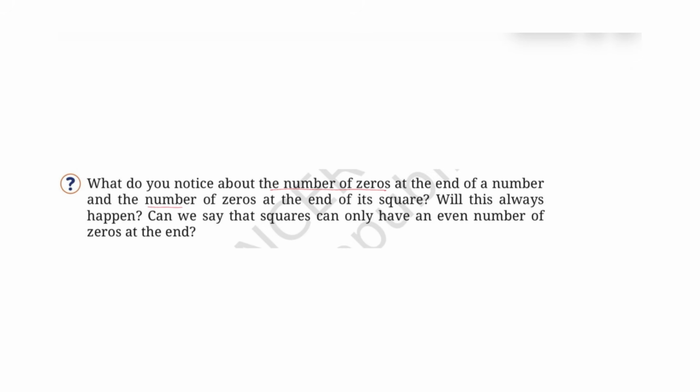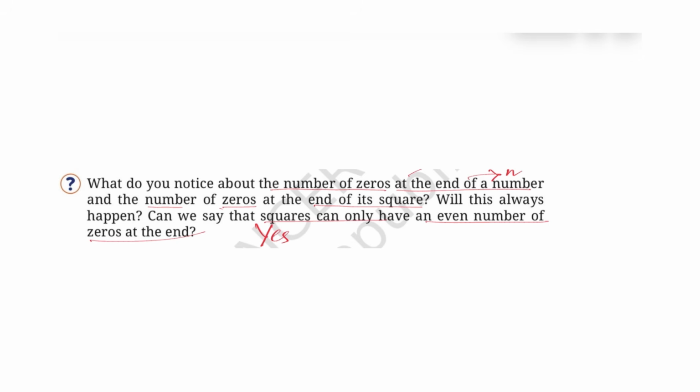The next question is, what do you notice about the number of zeros at the end of a number and the number of zeros at the end of its square? We have noticed that the number of zeros at the end of the square is getting doubled. So we can say if the number ends with n zeros, then its square will end with 2n number of zeros. Next it is asked, will this always happen? Yes, it will always happen.